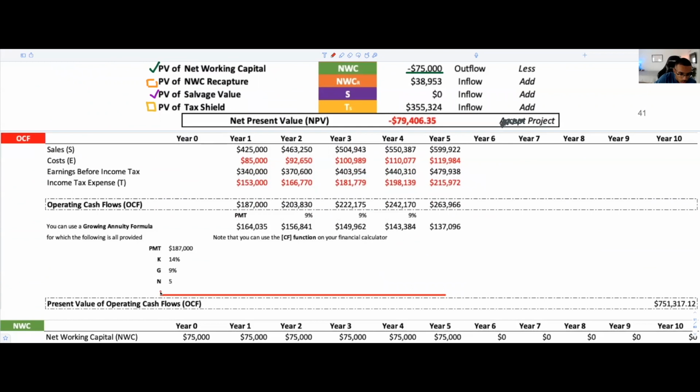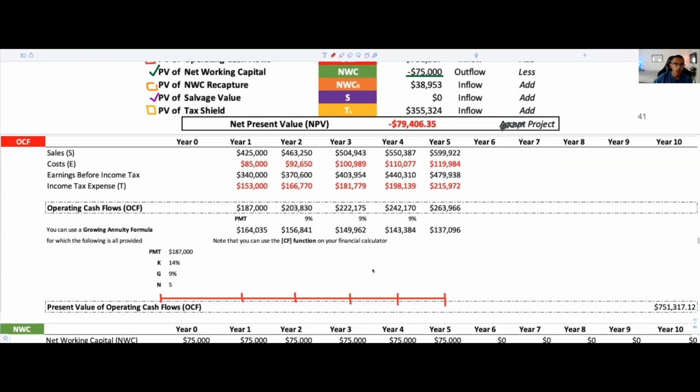And you'll see what I mean in just a second. So year 1, year 2, year 3, year 4, and year 5, all right? But we know that operating cash flows, as you can see here, is a function of sales less costs, right? Once you have that amount, which is going to be your EBIT, you're going to multiply that by 1 minus the tax rate.